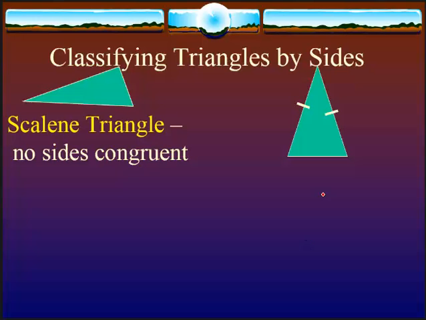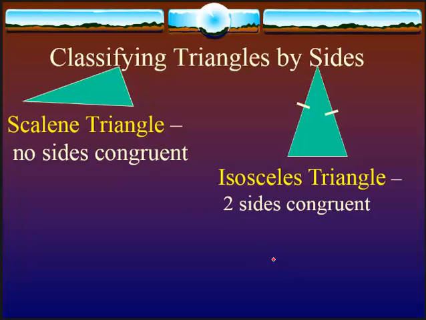If two of the sides are the same, notice we have congruency marks here. We can either have that or we can actually have numbers there. They would be the same. We call that an isosceles triangle. Two sides are congruent.